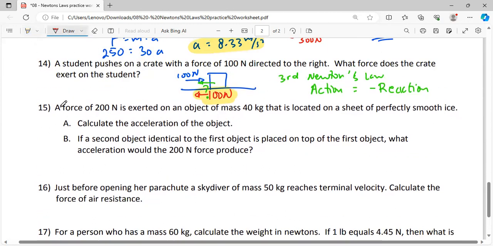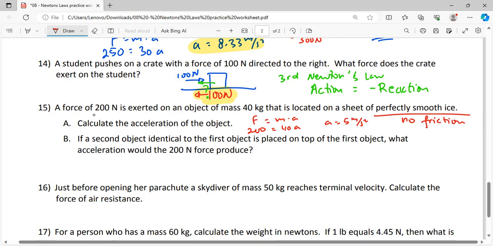Okay, move on to number 15. A force of 200 Newton is exerted on an object of mass 40 kg that is located on perfectly smooth ice, which means there is no friction. Calculate the acceleration. The force is 200, the mass is 40. So the acceleration itself is 5 meters per second squared.